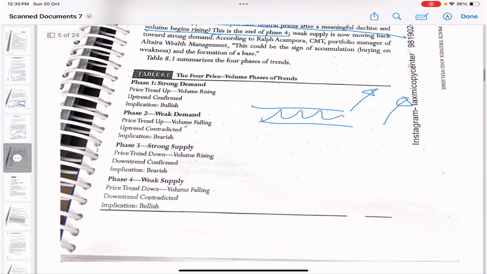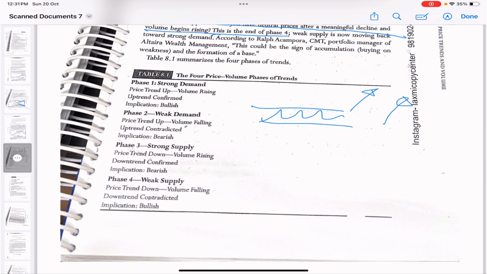Let's just quickly see this table. There are four price volume phases of trends: strong demand, weak demand, strong supply, weak supply. What does strong demand mean? Strong demand means that the prices are going to trend up, and when the prices are going up, the volume is increasing, uptrend is confirmed, implication is bullish. Weak demand, prices are going up, but the volume is not supporting, which means that the uptrend is contradicted and there is a divergence between price and volume, which means that a bearish phase has started.